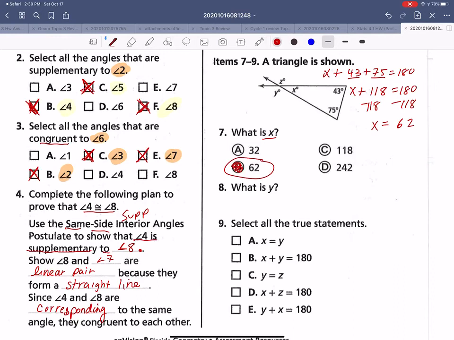What will y be? Now, a couple ways I could do this. Remember, these two remotes add up to this exterior. So if I could just add those two together, that would be a nice quick shortcut. Another way to think about it is these are protractor pals, right? This angle and this angle have to add up to 180. So the x and the y have to add up to 180 because they're a linear pair. So if x is 62, then that would have been another way to get the same answer, okay?